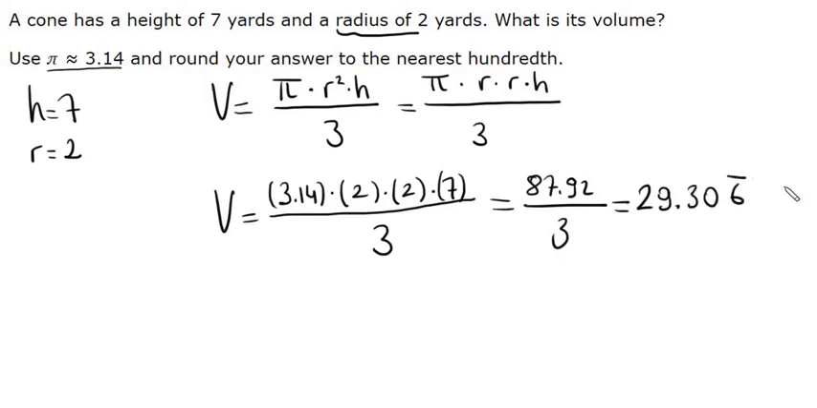29.306 keeps going on forever. But it says round your answer to the nearest hundredth. So this is the nearest hundredth place. This is the hundredth place, so I'm going to look at the next number. If the next number is greater than 5, I'm going to round this number up. So as you can see, it is 6. So 29.31 is going to be the answer.